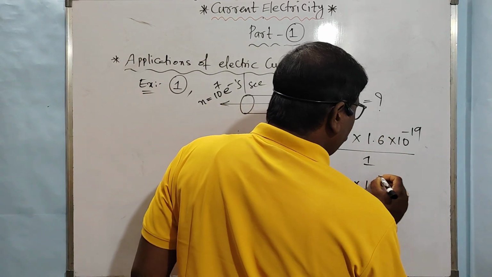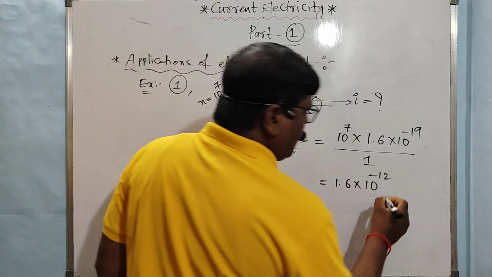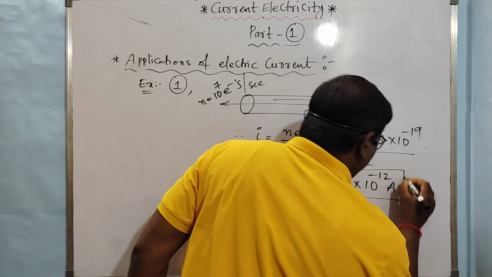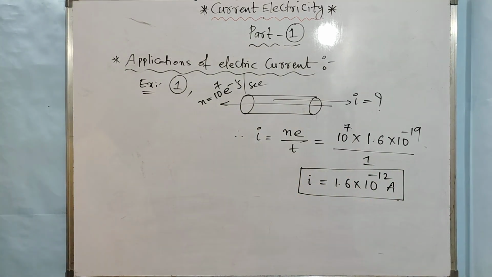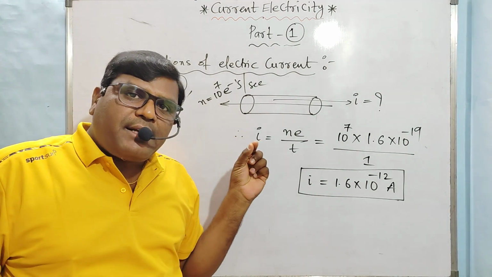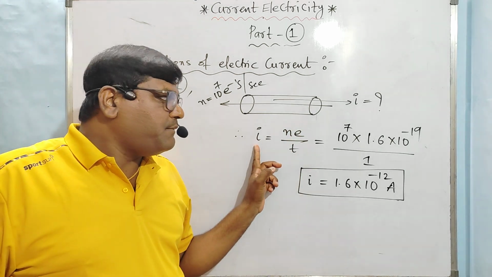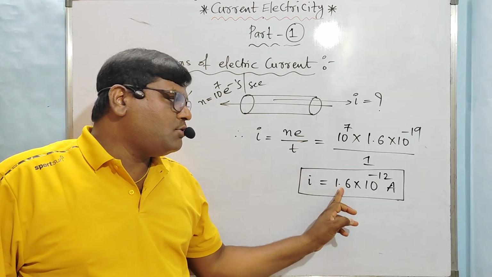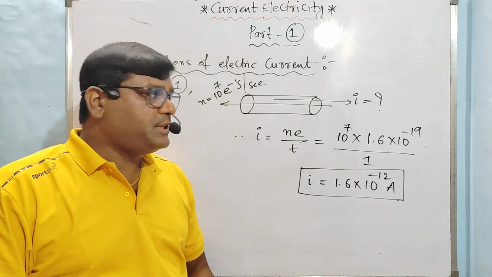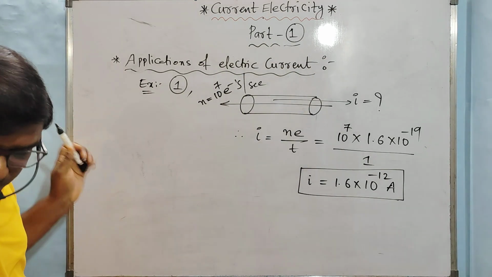So that is equal to finally 1.6 into 10 to the power of minus 19, so 10 to the power of 7 times that gives 10 to the power of minus 12. Amperes of current is flowing here. This means across the conductor, if 10 to the power of 7 electrons per second are crossing, then the current flowing through that conductor is equal to 1.6 into 10 to the power of minus 12 amperes.